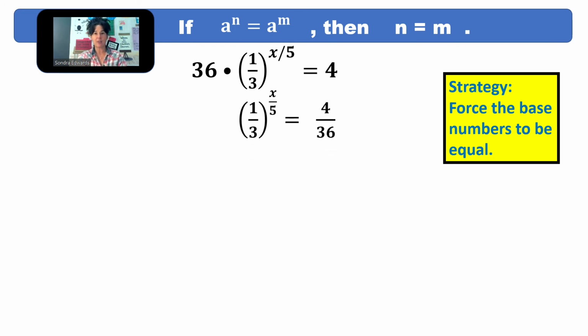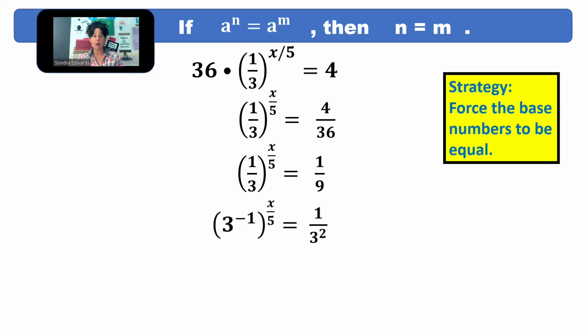Dividing both sides by 36, I have 4 over 36. Might as well simplify that fraction. 4 fits into 4 once, and 4 fits into 36 9 times. Now looking at those bases currently, 1/3 and 1/9, what kind of numbers, perfect squares, are you thinking of? Hopefully you're thinking 9 is 3 squared.